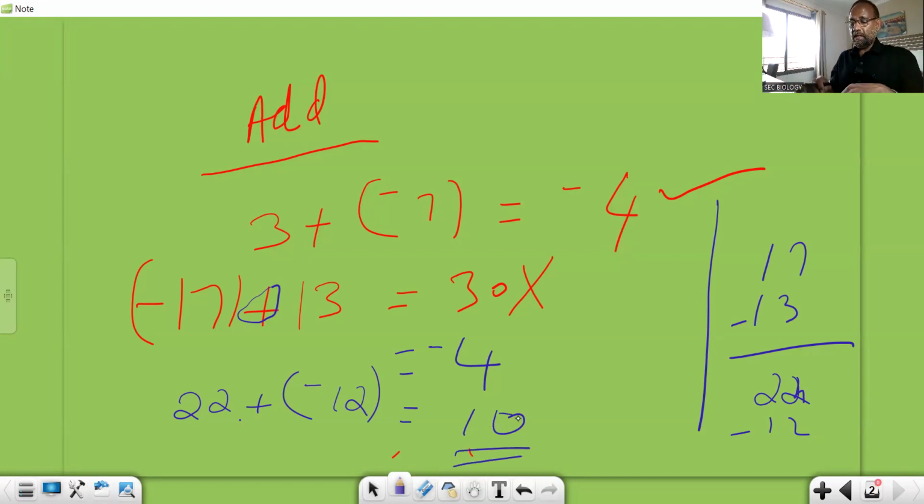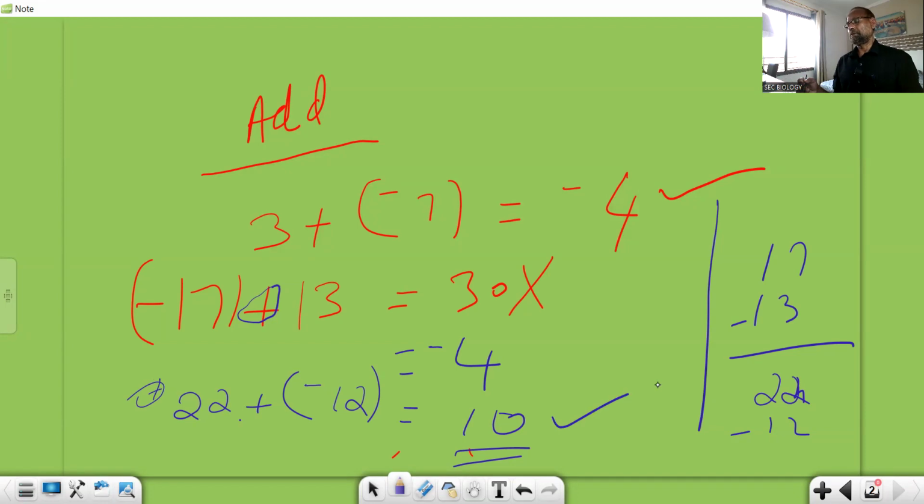Sir, why here minus? Yes, here minus 17, because 17 is the bigger number. Here 22 is the bigger number. The sign of the bigger number is minus, so minus 4. Here the sign of the bigger number is plus. We are not writing plus, no need of writing plus. That is why 10. I think you understood this one.